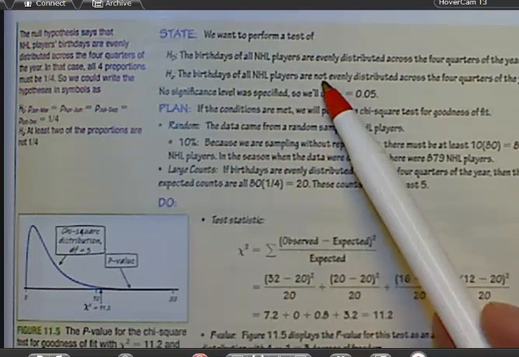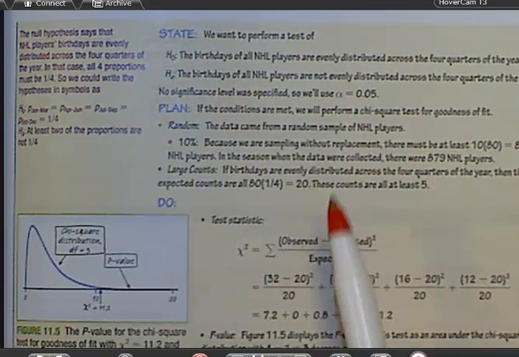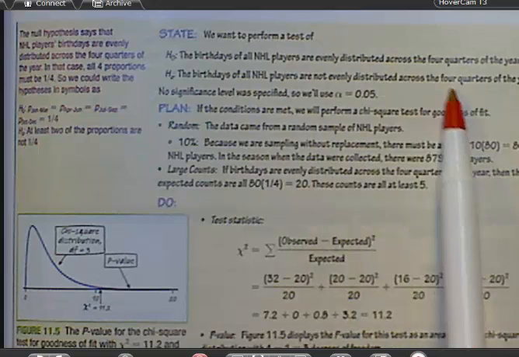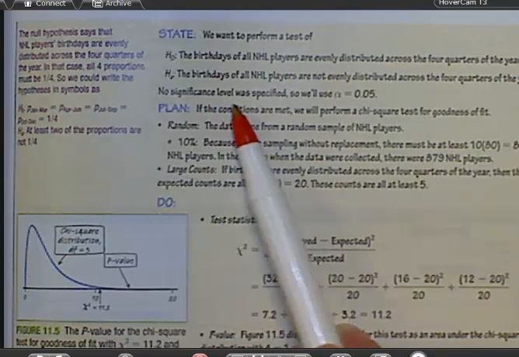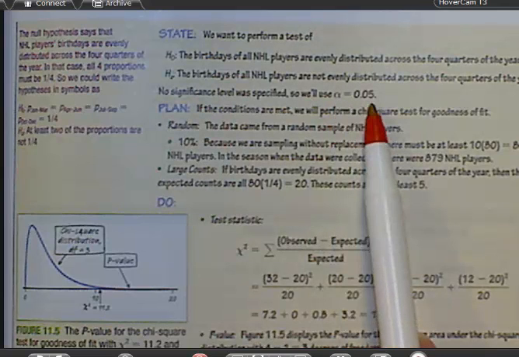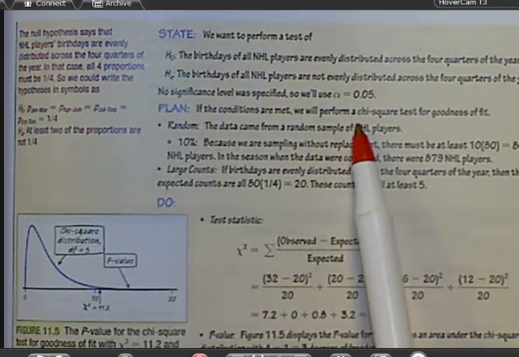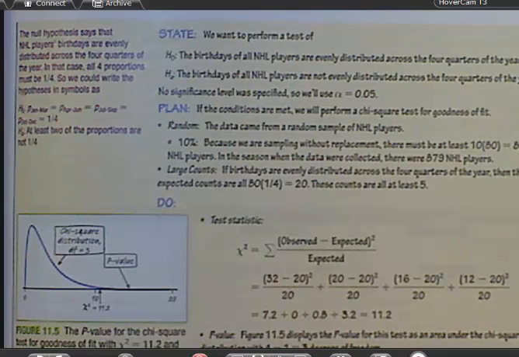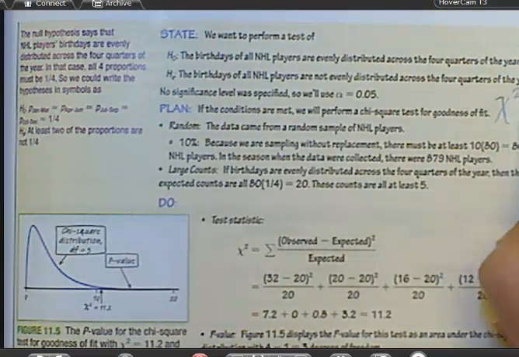So the alternative is the birthdays of all NHL players are not evenly distributed across the 4 quarters of the year. We didn't have a significance level, so we will use alpha of 0.05. The name of the test is a chi-squared goodness of fit test. You can also write that just as Chi-2 GOF. That will definitely work as your name of the test.